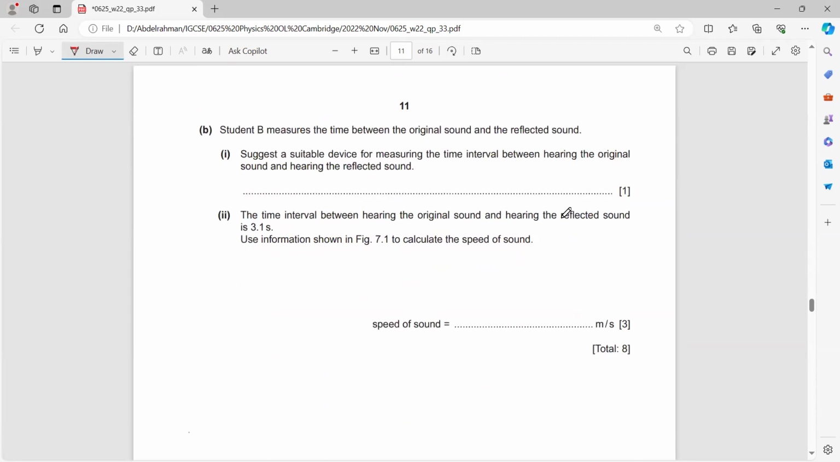ماشي. Student B measures the time between the original sound and the reflected sound. Suggest a suitable device for measuring the time interval between hearing. Stopwatch. The time interval between hearing the sound and hearing the reflected sound is 3.1 seconds. Use the information to calculate the speed of sound.